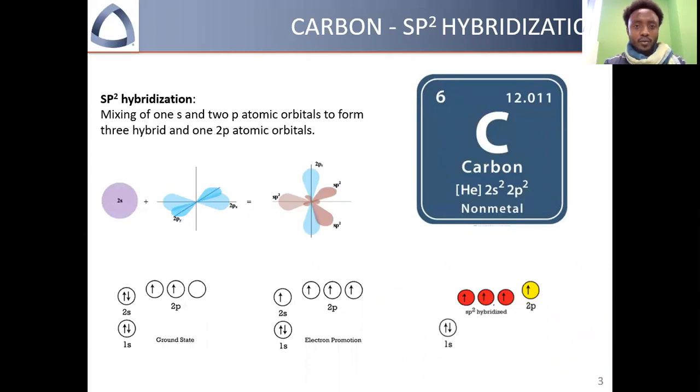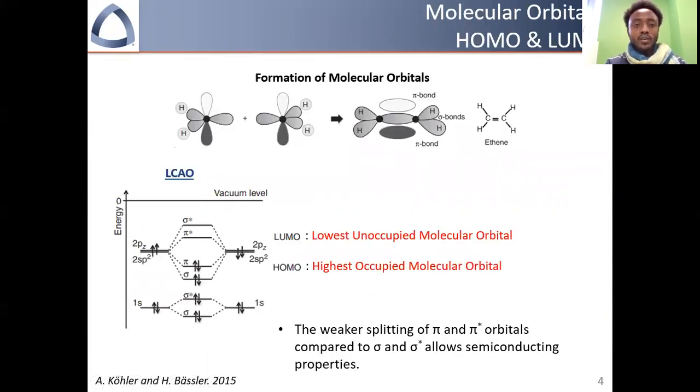They get their semiconducting properties from the ability of carbon atoms to undergo sp2 hybridization. This is the mixing of the 2s and 2p atomic orbitals to form 3 hybrid orbitals and 1 2p atomic orbital. Once a carbon atom has undergone sp2 hybridization, two of them can bond to form molecular orbitals, pi bond and sigma bond, by the overlap of the hybrid orbitals and p orbitals. And the semiconducting properties come from the weak splitting between the bonding pi and the anti-bonding pi orbital, also known as the highest occupied molecular orbital and lowest unoccupied molecular orbital.